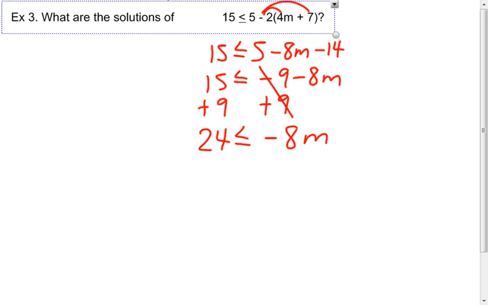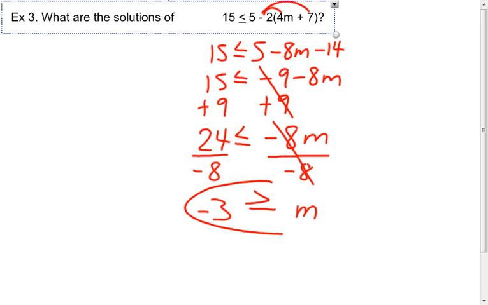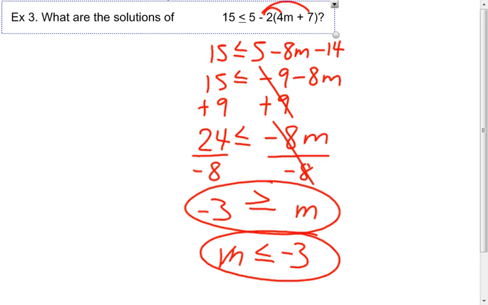Negative 8m. M is my variable. It's being multiplied by negative 8, so I need to divide by negative 8. Both sides. 24 divided by negative 8 is negative 3. These 8s cancel, so I have m left. I divided both sides by a negative number, so I have to switch the inequality sign. Now, if you prefer to have your variable on the left, you can take that answer and switch it around. So this can be your answer, or you can flip it around and get m less than or equal to negative 3. Both of those answers would be correct.